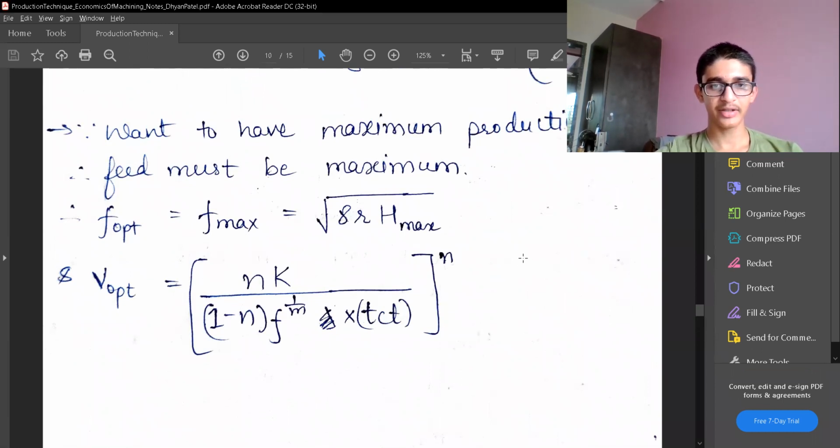And V optimum, so N is associated with velocity. So N is over here in the formula. All the things remain the same, only this factor has changed. The lambda 1 has disappeared from the numerator. So we have got the value of F optimum and V optimum directly.